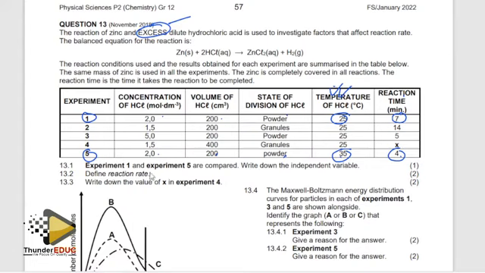Define the rate of reaction. We talked about it. Then write down the value of x. What is the value of x here now? The value of x. Let's see here. It is 15. This one is the same, this one and this.